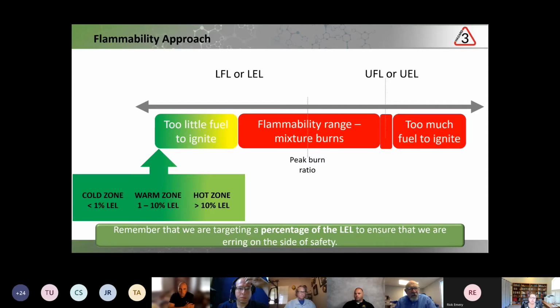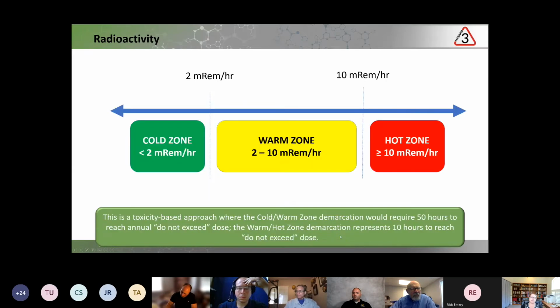So generally, most people use 10% LEL, so 10% of the lower explosive limit, as the demarcation for their hot zone. Then they use less than 1% as cold zone. And that leaves us with the 1 to 10% area in between being the warm zone. And it's about making sure we keep all of that level up above, and then make sure we're ensuring always that we err on the side of safety.